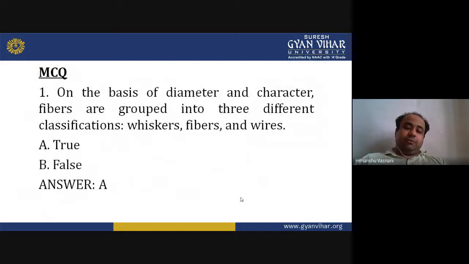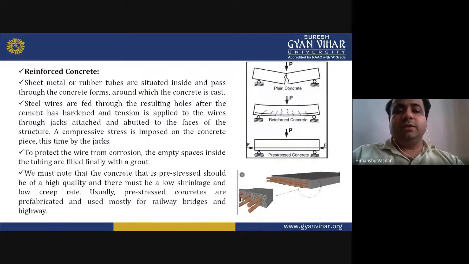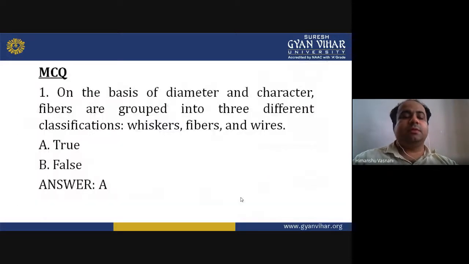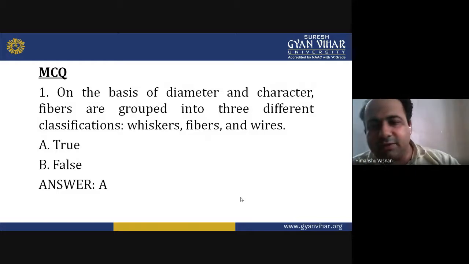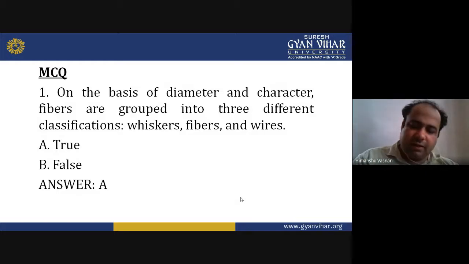Right, the first MCQ. On the basis of diameter and character, the fibers are grouped into three different classifications: whiskers, fibers, and wires. So is this true or false? I think it's true.